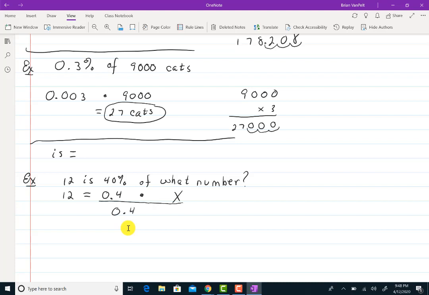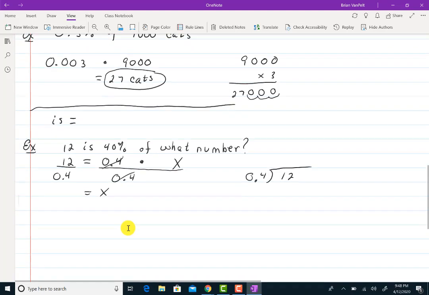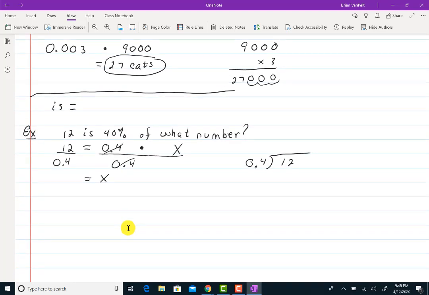You do exactly like you did before. And so that will leave X by itself because the 0.4s will cancel out. And you have to do 0.4 into 12. Remember the trick here, you don't actually do division with the decimal on the outside. You move this decimal over 1, and the same thing in here. You move whatever decimal was there over 1 as well. And you're going to get 4 goes into 120.